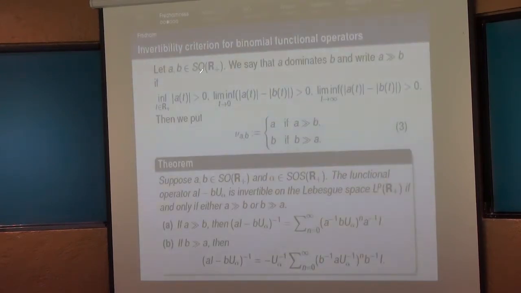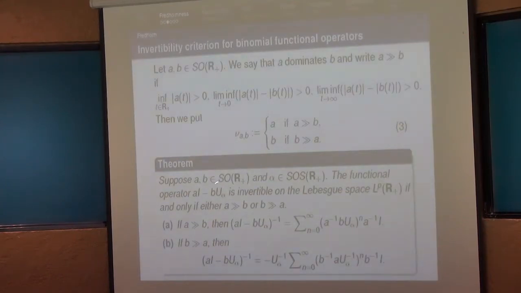Okay, let a, b be slowly oscillating. We say that b dominates a, and write it by this symbol, if this function is separated from 0, and the limits of such differences when t tends to 0 and t tends to infinity are positive. Then we consider this function. This function is a if a is dominated, or b if b is dominated. This is related with the following property of binomial functional operators, that the conditions of their invertibility are alternative.